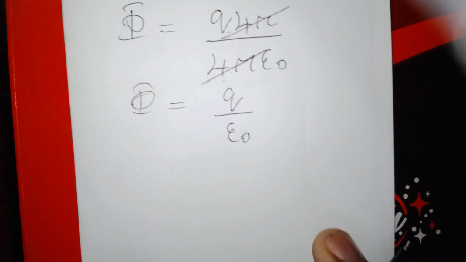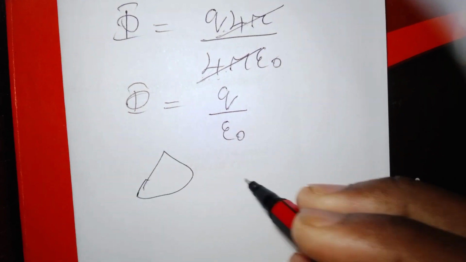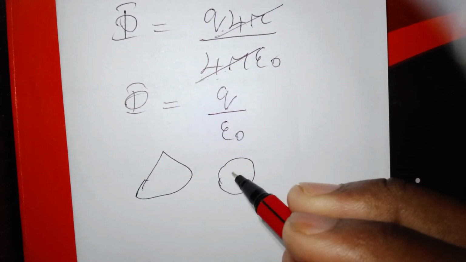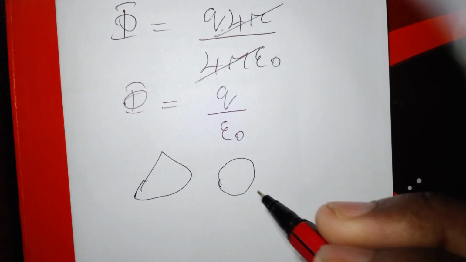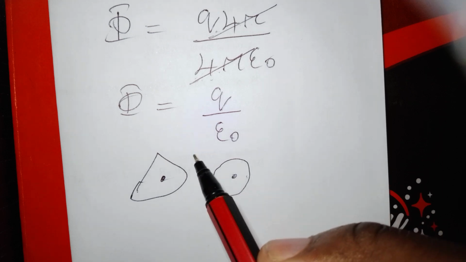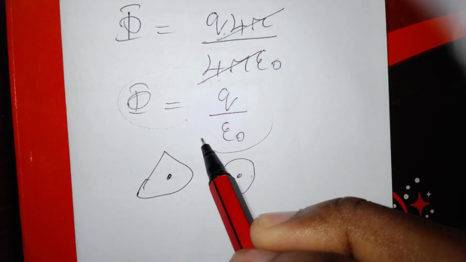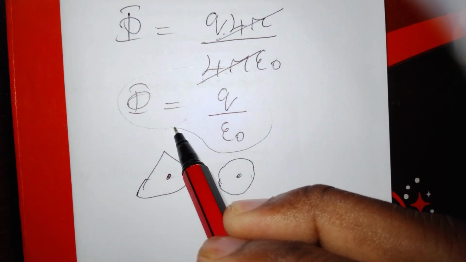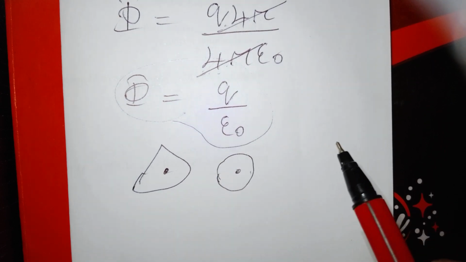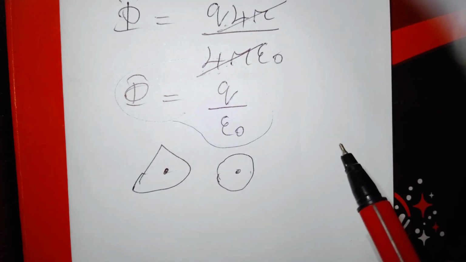So for any closed surface, whether it's a triangle, whether it's a circle, whatever it is, as long as it's a closed surface and you've got a charge inside, the electric flux is given by this formula. Now I had to explain this so that we understand where it is coming from, because when we understand, it tends to be easy for us to solve.